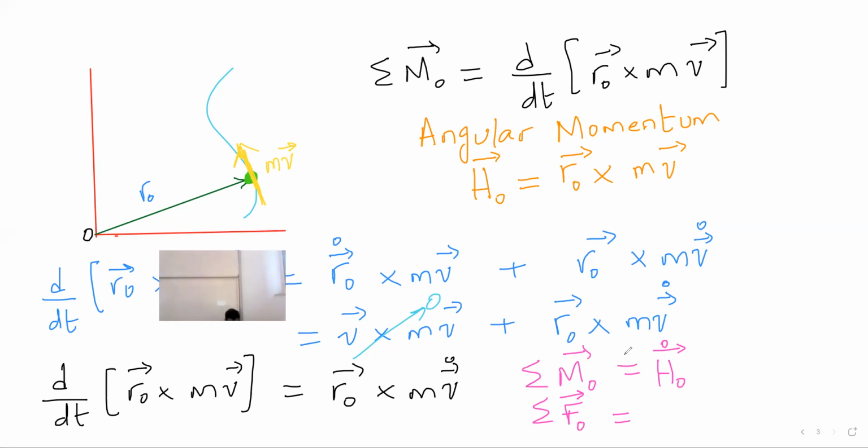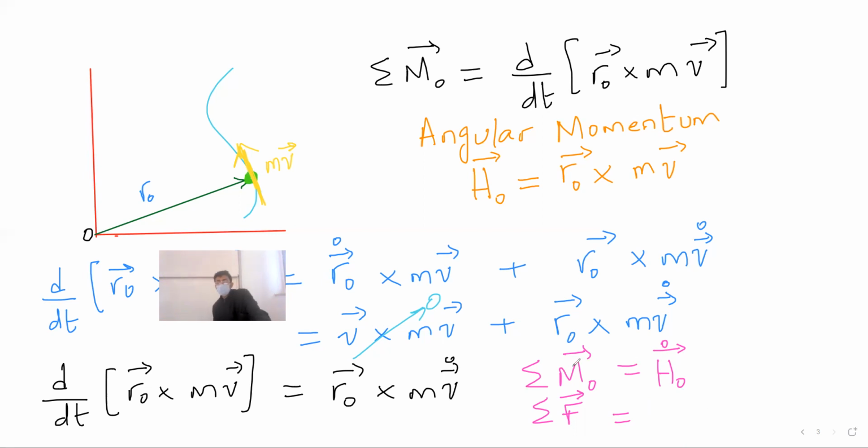Summation M naught I wrote. Oh, sorry, I made a mistake. There is no naught here, because I'm taking the summation of moment about point O, but summation of forces is summation of forces, right? And when there is a vector, what does that mean? Vector means it will have an x component, a y component, and a z component. The summation of forces vector is summation of forces in the x direction, summation of forces in the y direction, summation of forces in the z direction. So why don't you fill in the blank for me?